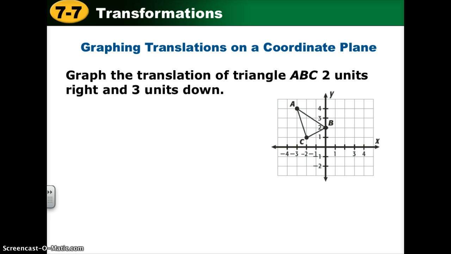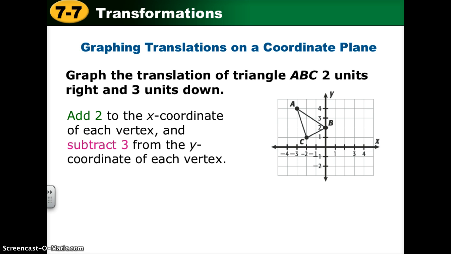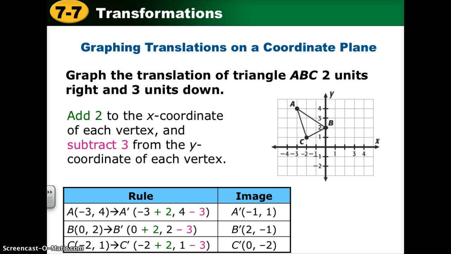Graph the translation of triangle ABC 2 units right and 3 units down. So we need to move every ordered pair 2 units right and 3 units down. So we have points A, B, and C. We're going to add 2 to all of the X's and subtract 3 from all of the Y's. A is located at -3, 4. The new A, or image of A, is -1, 1. We got that by adding 2 to the X and subtracting 3 from the Y.